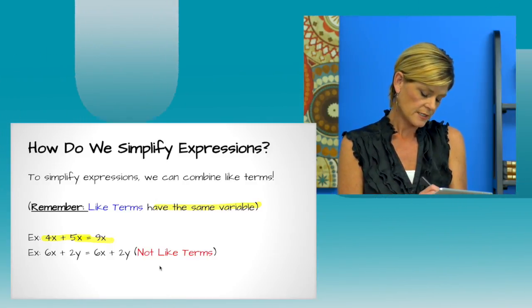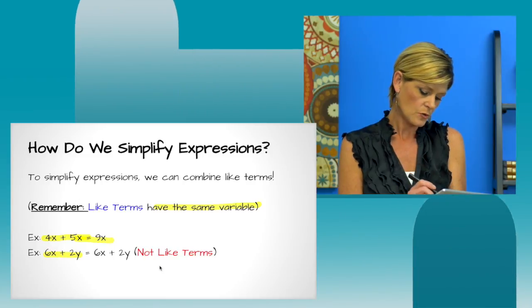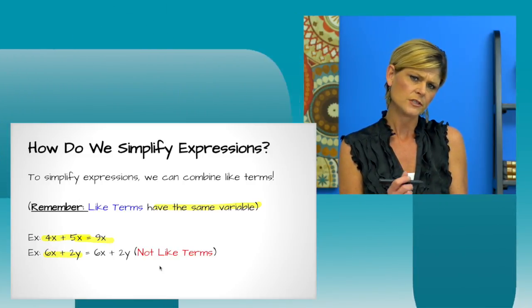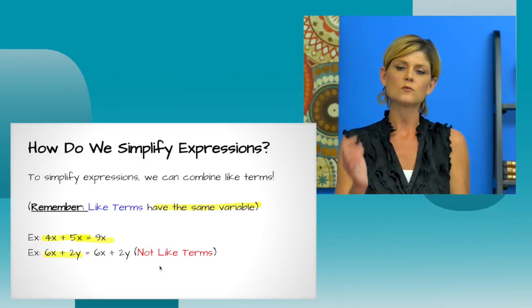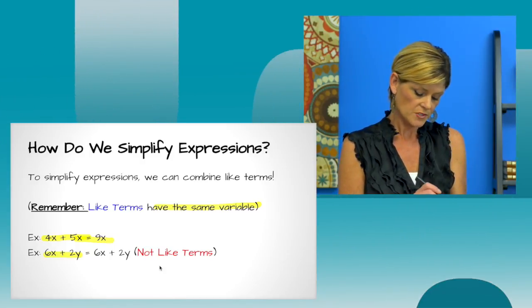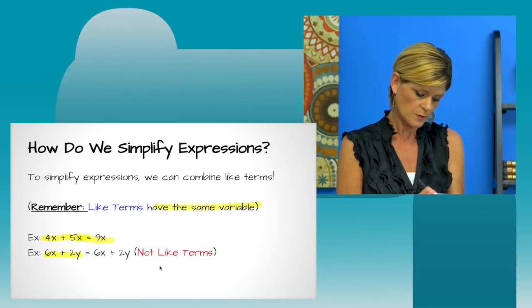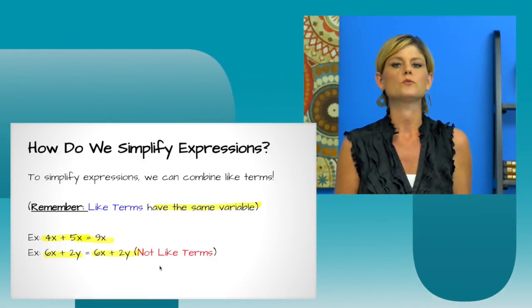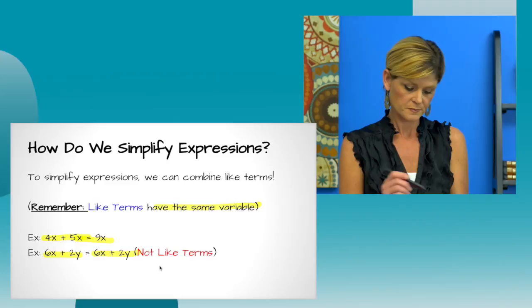How about this one? 6x plus 2y. Can we combine those terms? No, we can't, because x and y are not the same terms. They are unlike terms. So in this case, we have to leave this exactly as it is and just keep saying 6x plus 2y, because they are not like terms.